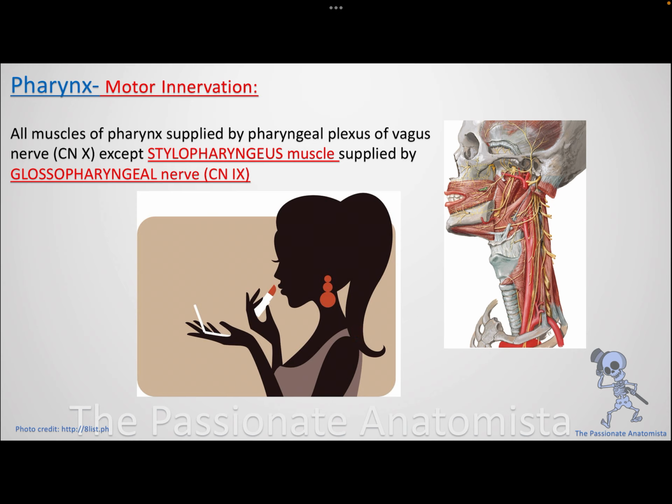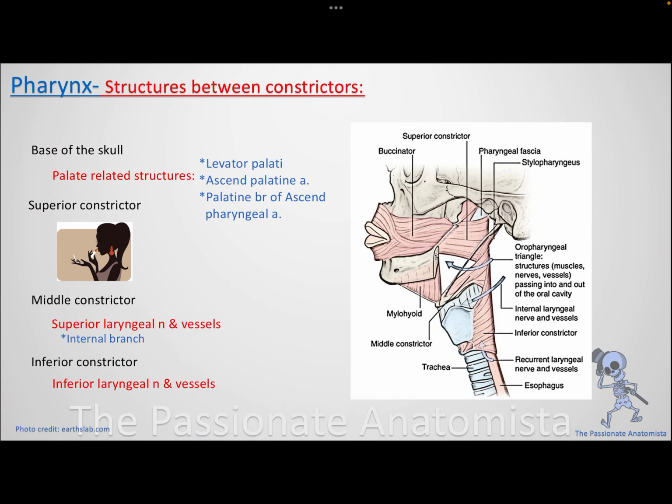Remember also previously when we talked about the palate, all muscles of the palate were supplied also by the cranial accessory of the vagus, except the tensor veli palatini, one of the two palate sisters, okay? The tensor palati is supplied by the mandibular nerve, okay? Great. Now we have important structures that pass between these muscles, okay?